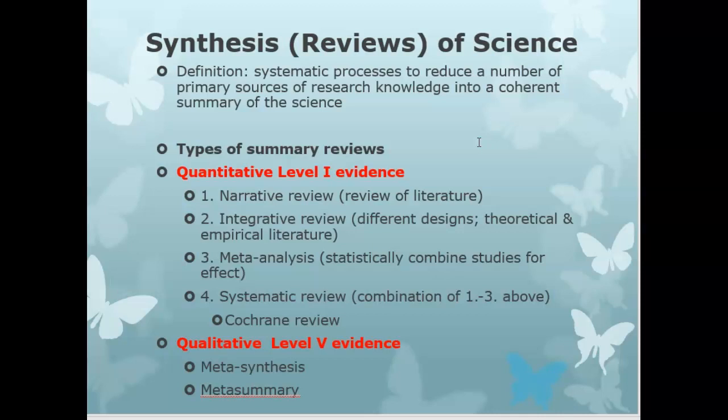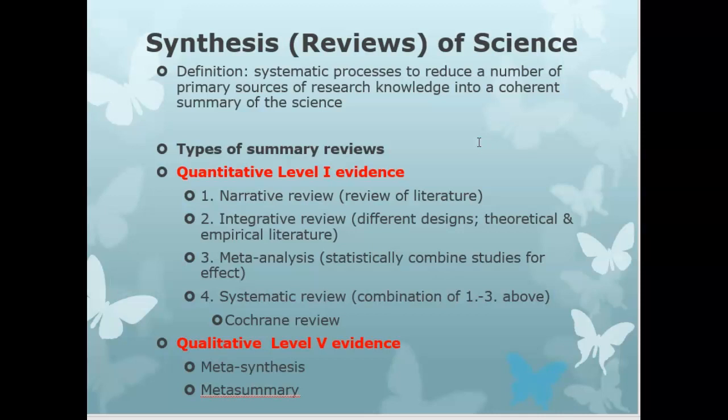Obviously the level 1, the best one that we can have when we're comparing two interventions and we need numerical data to substantiate our claim, would be quantitative level 1 evidence. You can have a narrative review. A narrative review is just more broad, and it just says this is what's in the literature. An integrated review can have different designs, theories, and empirical work. A meta-analysis statistically combines all the studies for one big effect. That's a wonderful one that we can really look at.